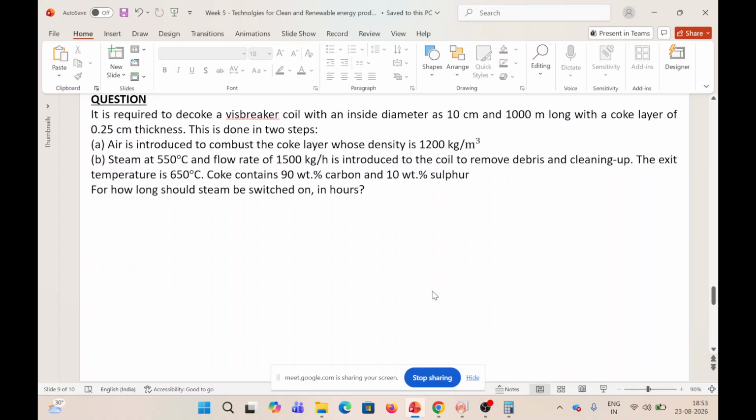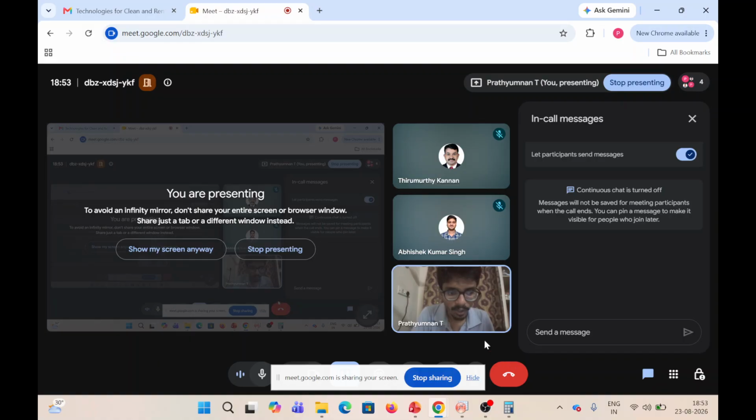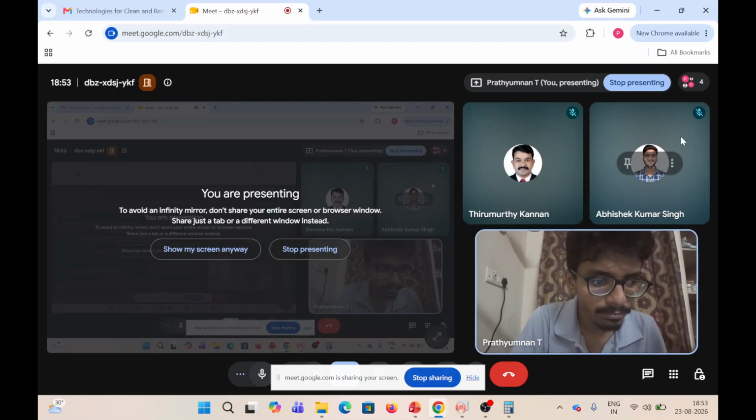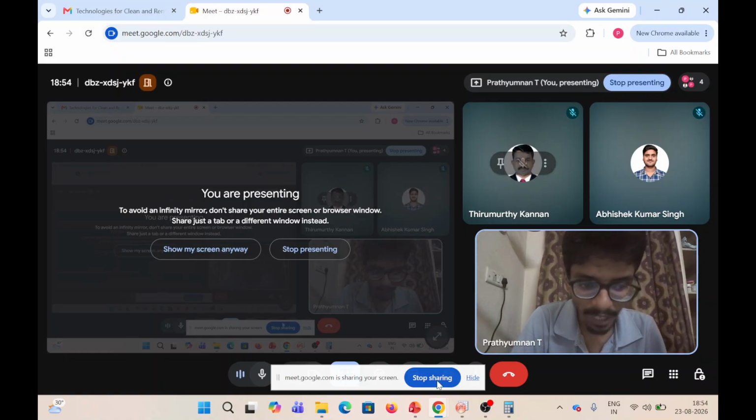How to solve this problem? Anyone, any idea on how to solve this problem? Okay, I'll show the question.